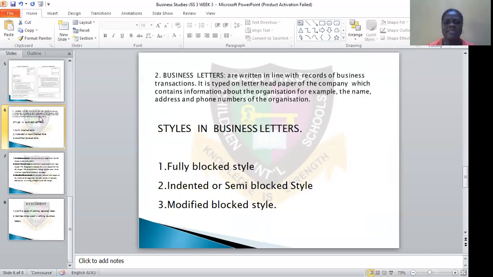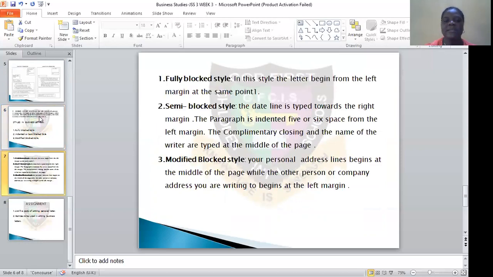Then there are some styles in business letter. We have about 3 styles in business letter. The first one is fully blocked style. The second one is indented or semi-blocked style, while the last one is modified blocked style. Let us treat them one after the other. Fully blocked style: when you are writing fully blocked style, you start writing from the left margin of the paper, and every other line that you will write, you will start from the same point.